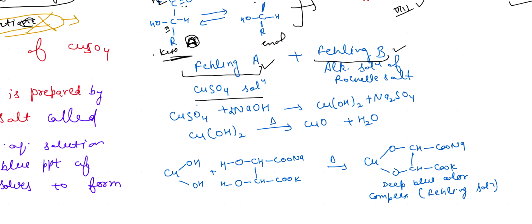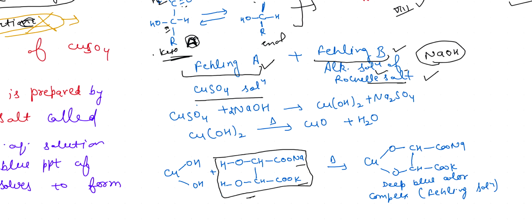Alkaline solution means it is made in alkali such as sodium hydroxide, which is very strong. Here the alkali medium is very strong. And what is Rochelle salt? This is the structure of your Rochelle salt. It is also known as sodium potassium tartrate. Clear? So this is the structure of your Rochelle salt. When these two, Fehling A and Fehling B, are mixed, they form Fehling solution, which is deep blue in color.